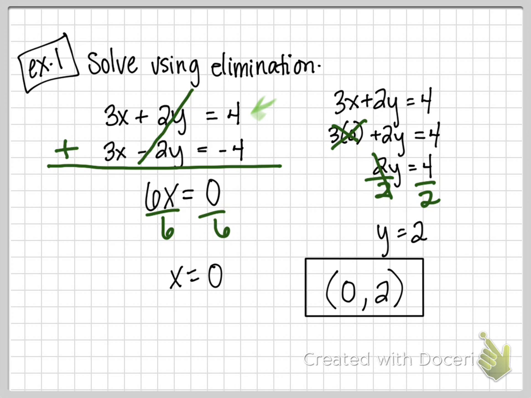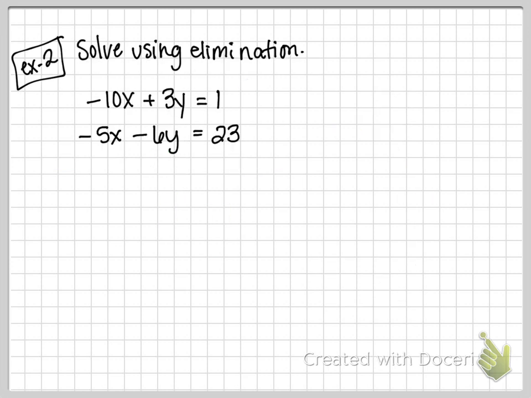Does that make sense? So elimination is pretty easy, especially if you're given the opposites right away. It doesn't take a ton of work because you automatically get rid of one right away and then you solve for the other. This one says solve using elimination. What do you notice here? Is it going to be as easy as the last one? No, not quite. We don't have given opposites.